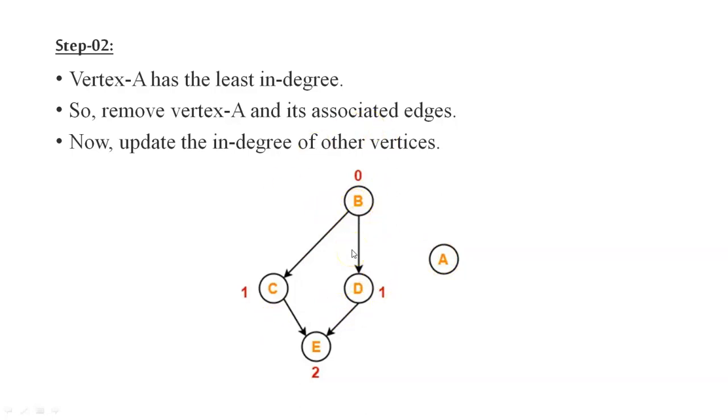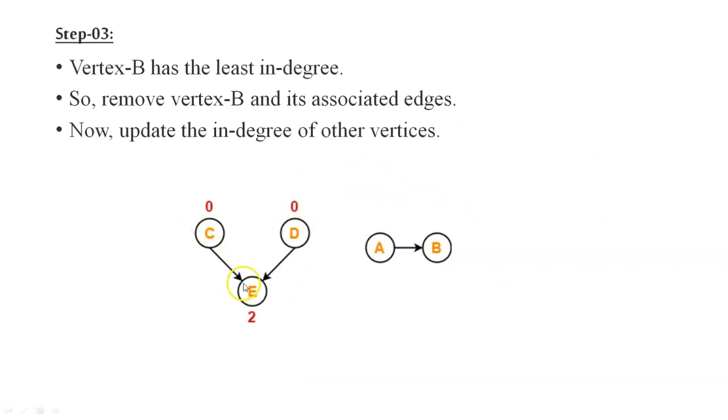Again you repeat step 1, that is you are going to find in degree for all the vertices. For B, no incoming arrow, so in degree will be 0. For C it is 1, for D it is 1, for E it is 2. Whoever has in degree 0 will be removed from the graph. So here B should be removed from the graph along with these two edges. So in step 3, this is how the graph will be. We removed B and the corresponding two edges. In the ordering, after A, B has been placed.